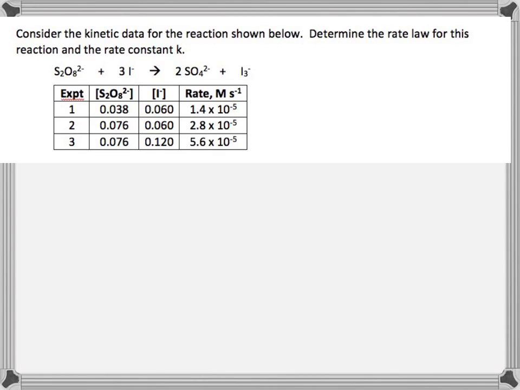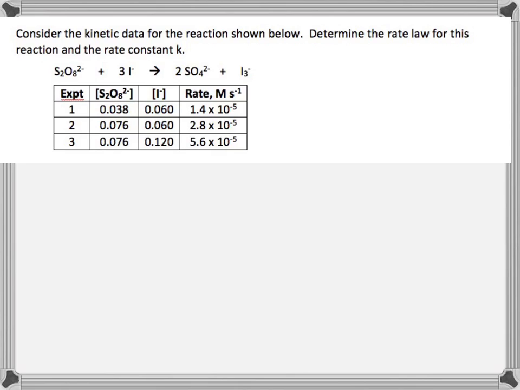This screencast is to demonstrate the method used to determine the rate law using the method of initial rates. So I have some data from 3 different experiments where I vary the amounts of persulfate and amounts of iodide and find the initial rate for those different experiments. I'm going to start by comparing experiments 1 and 2.